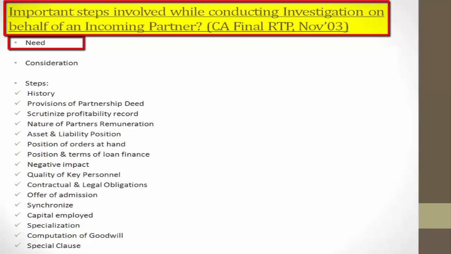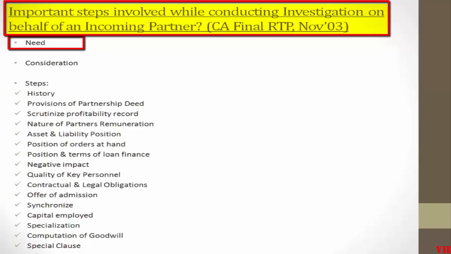The incoming partner would also be interested to know whether the capital which is likely to be contributed by him would be safe and applied usefully or not. So again, this is something which is pretty much useful in order to evaluate for that incoming partner. He or she must understand at the very beginning. Okay, this is something extremely important.